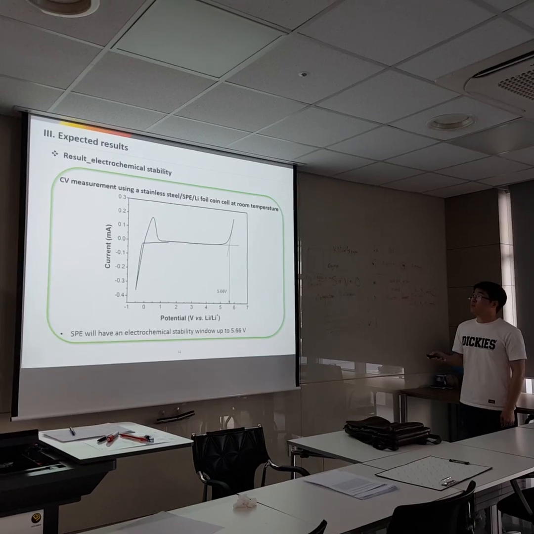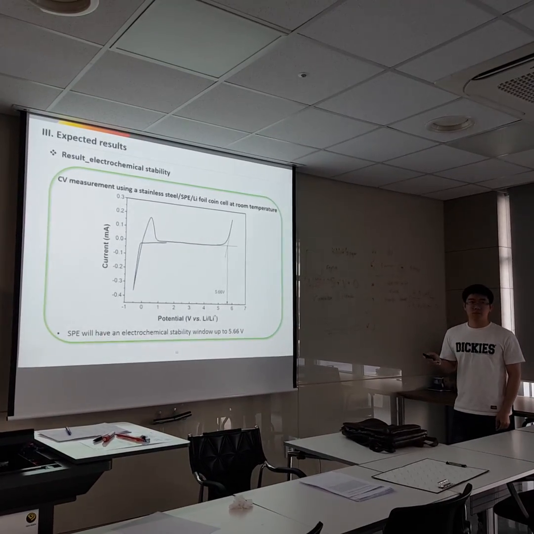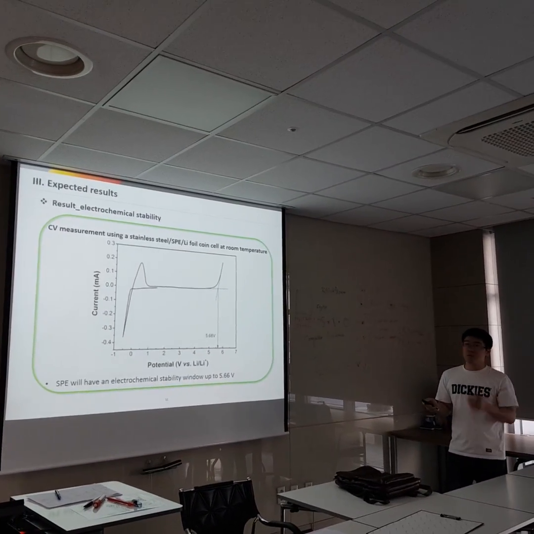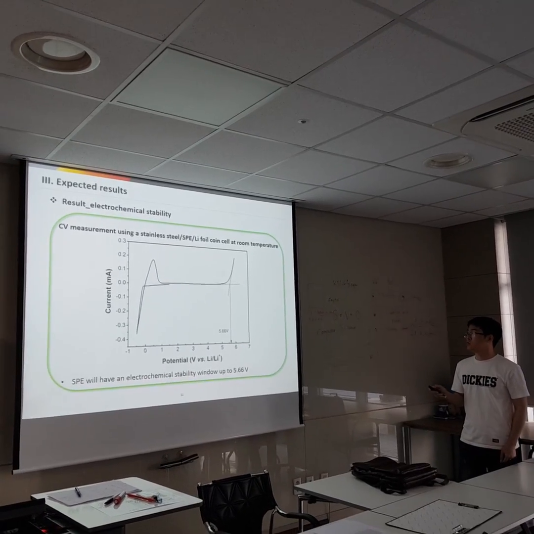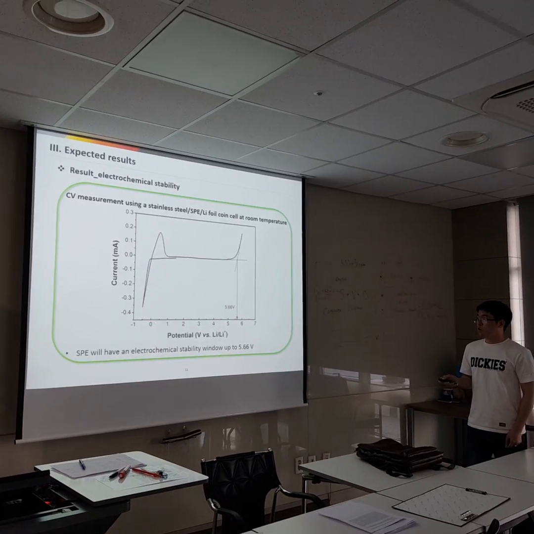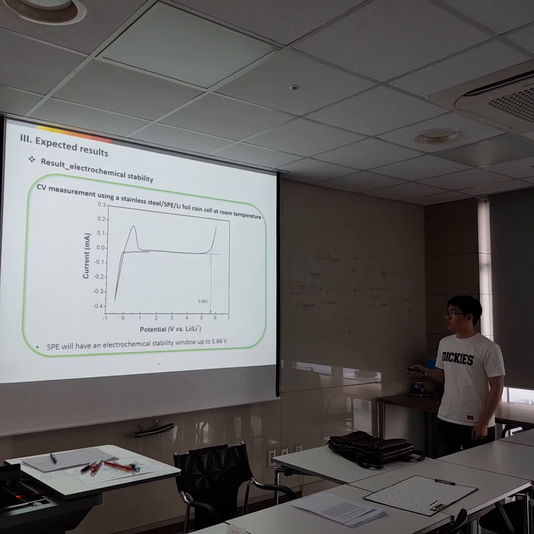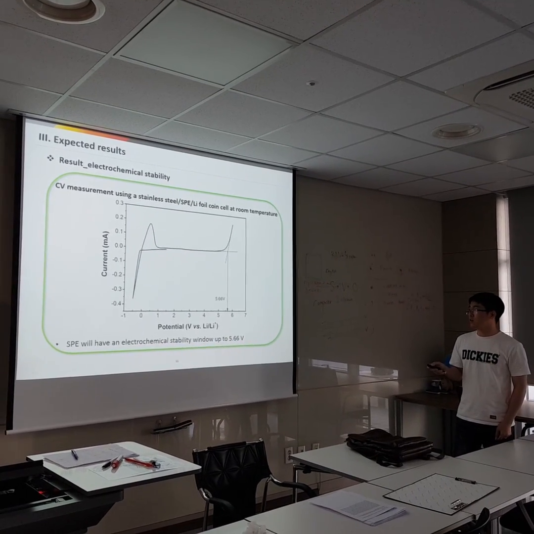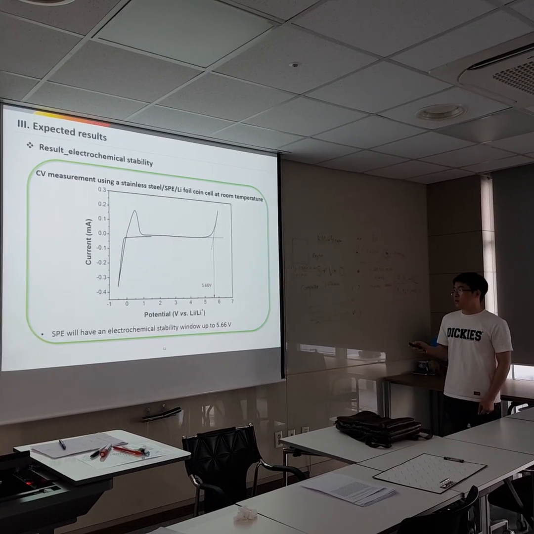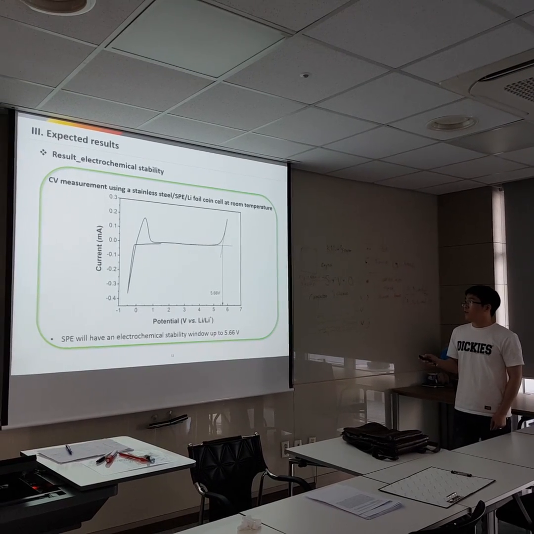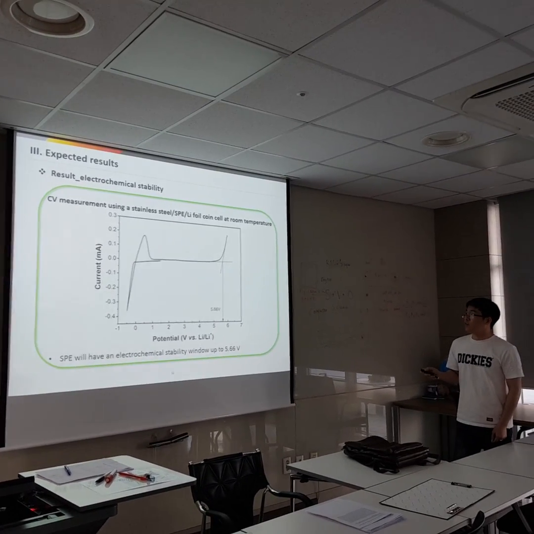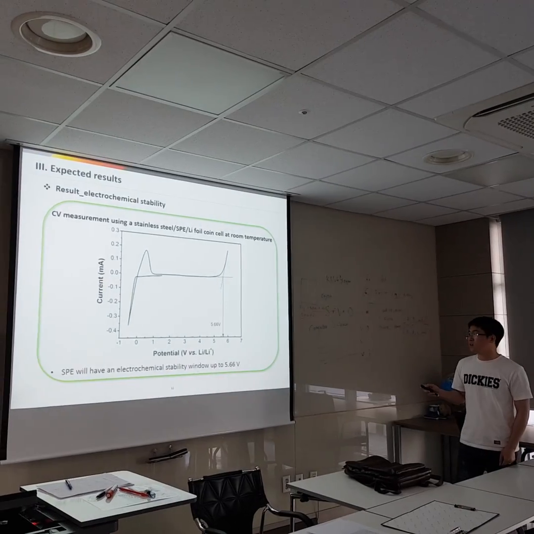And second one, I measure electrochemical stability window of solid polymer electrolyte. I measure cyclic voltammetry using a stainless steel, solid polymer electrolyte, lithium foil coin cell at room temperature, 30 degrees, with the range of voltage from -0.5 volt to 6 volt at a scan rate of 5 millivolts per second. In this case, solid polymer electrolyte has electrochemical stability window up to 5.66 volt. This value is very high for improving the performance of lithium-ion battery at high potential.